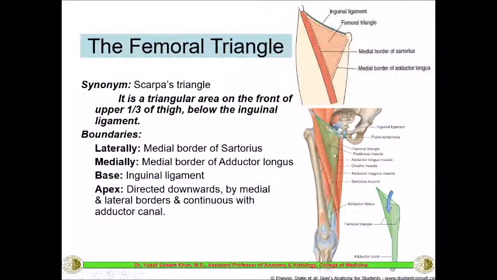It continues. Some of the contents of this femoral triangle will continue, or some of the contents will come through this canal into the femoral triangle. So this canal here which is present is called the adductor canal. So the apex of this femoral triangle will continue as the adductor canal. Here you can see this is the femoral triangle, and the apex is continuing into the adductor canal.